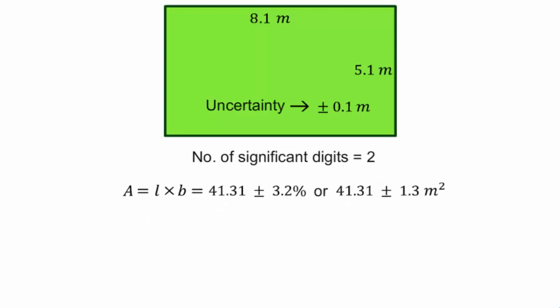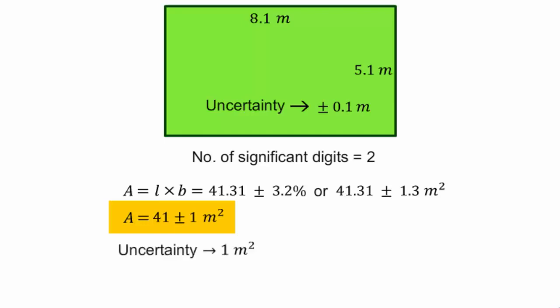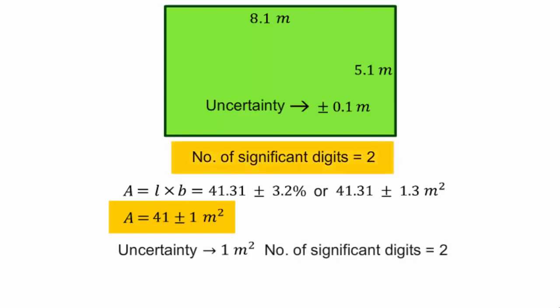We can report this as 41 plus or minus 1 square meter. Here, 1 square meter is the error in the result. Thus, the result also has two significant digits, which is the same as the original data.